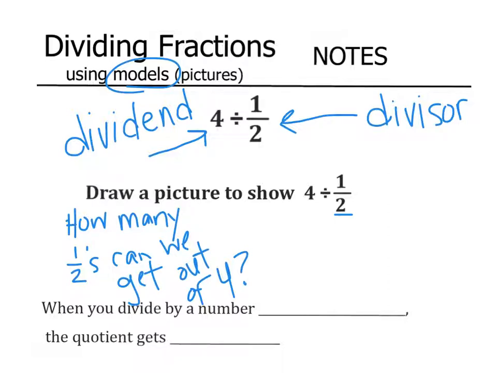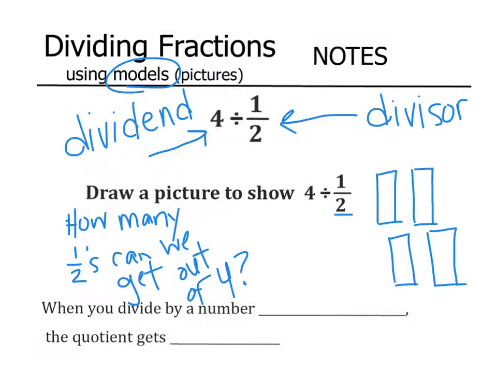So we're going to draw just a real simple picture to help us see what that would look like. Imagine if you had 4 candy bars in front of you. I'm just going to draw a simple rectangle to represent those candy bars, and I'm going to split each one in half. Then we can count how many halves there are in 4. Here's 1, 2, 3, 4, 5, 6, 7, 8. So 4 divided by 1/2 is actually equal to 8.